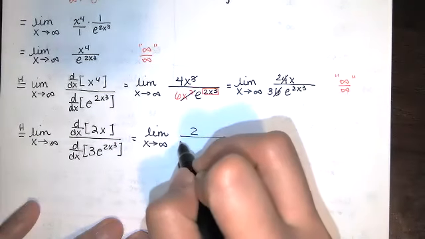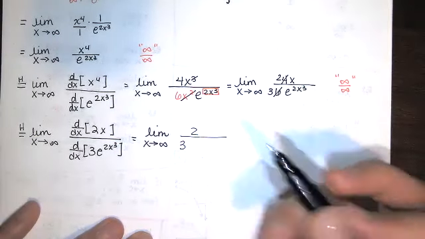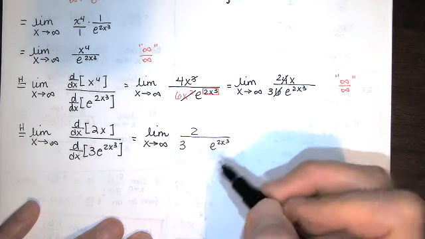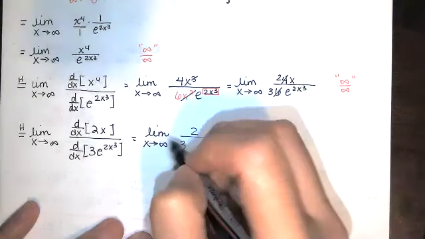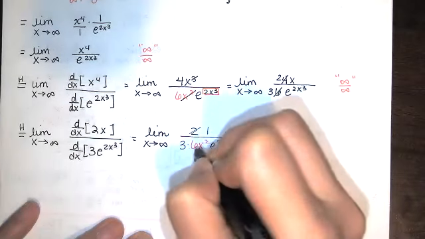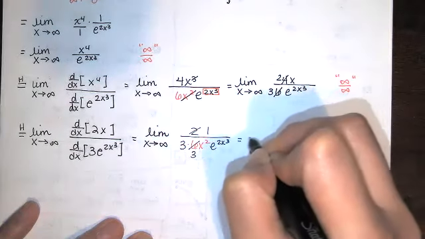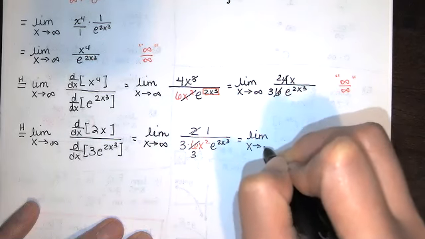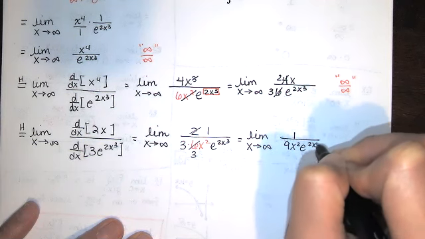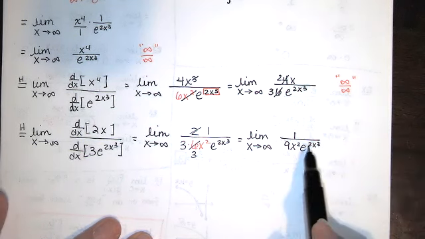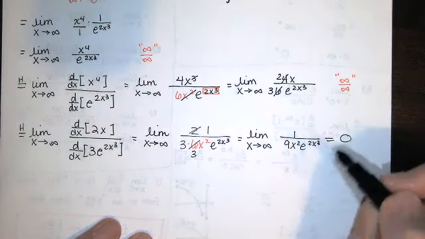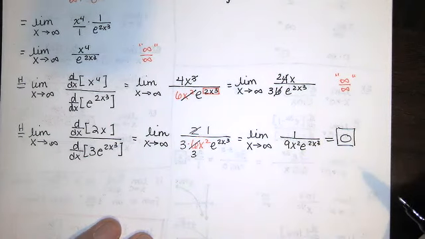Derivative of the numerator is 2. The derivative of the denominator is 3 times the derivative of that exponential. The derivative of the exponential is the exponential times the derivative of the inside. The derivative of the inside is 6x squared. 2 goes into 6 3 times, and we end up with the limit as x goes to infinity of 1 over 9x squared times e to the 2x cubed. This is 1 over something very large. It's that something very small. And so the limit happens to be 0.